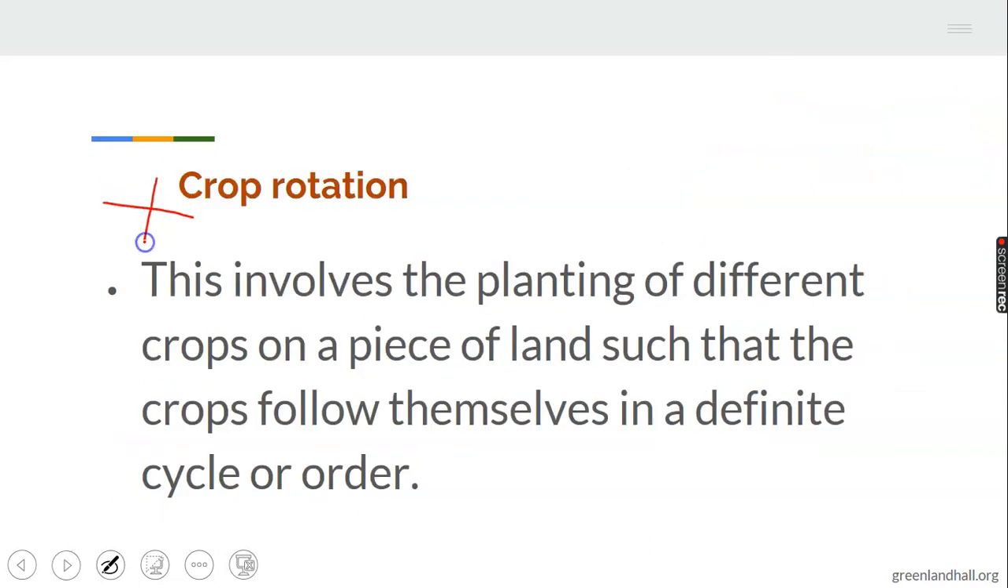Okay, let's see crop rotation. Crop rotation is still another way of maintaining soil fertility. If you want your crop to grow well, if you want the yield to be high, you need to practice crop rotation. It involves the planting of different crops on a piece of land. I will underline the words different crops. Take note of the words different crops. Different crops are planted on a piece of land so that the crops follow themselves in a definite circle or order.